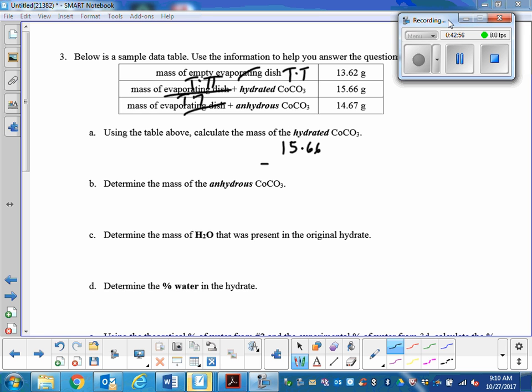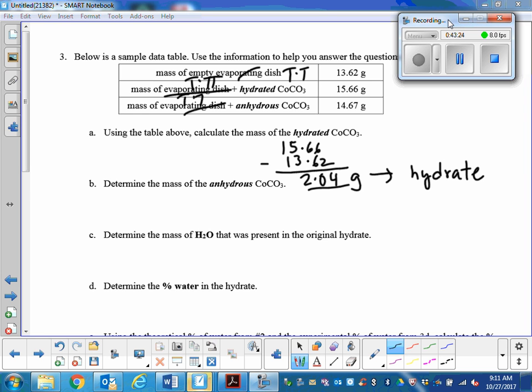And what do I subtract out of it? I subtract out the mass of the empty evaporating dish, and that gives me what number? 2.04 grams. Is that right? What is this? This is the mass of my hydrate that I took in the lab. Is that correct? Everybody understand? Any questions?